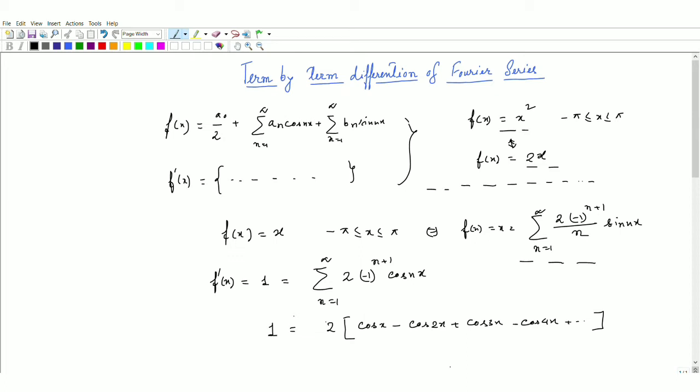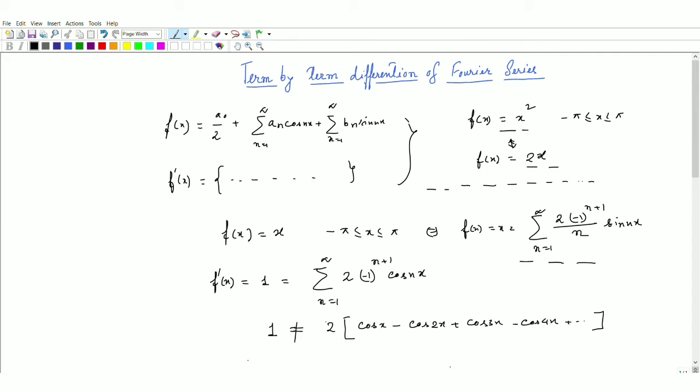Okay, this is one example where we cannot do term by term differentiation. For that I have shown this example. Therefore this series is not the Fourier series of 1. Therefore it is not equal. We cannot do the term by term differentiation in this case. Okay, so how can we prove that?